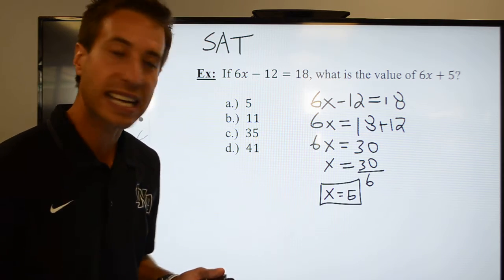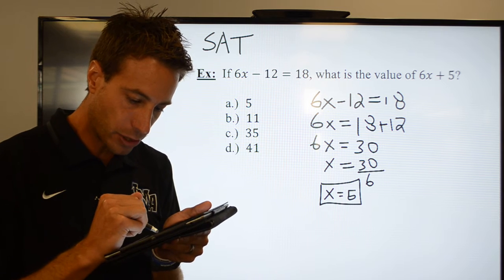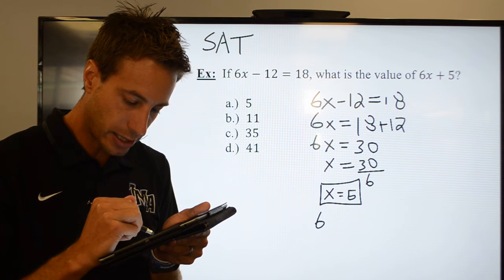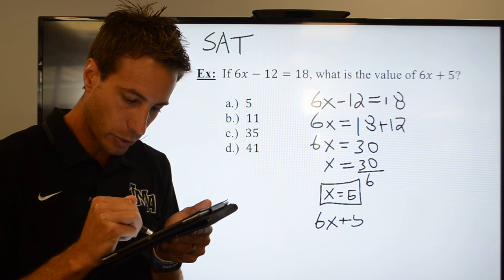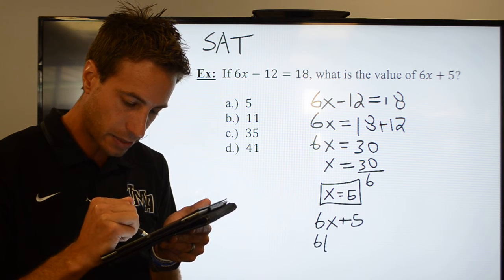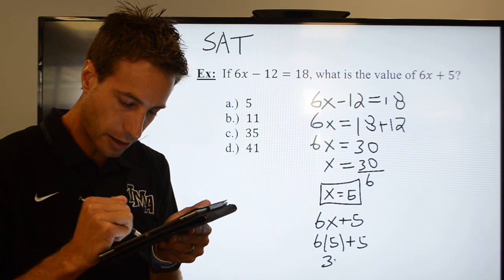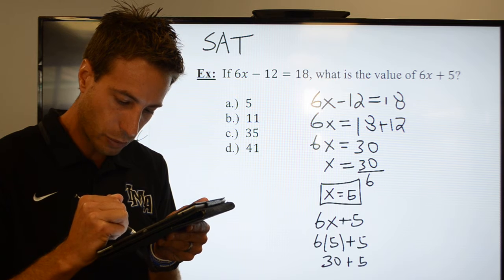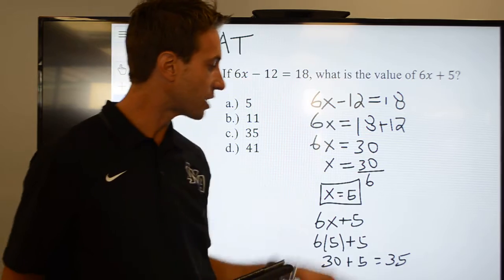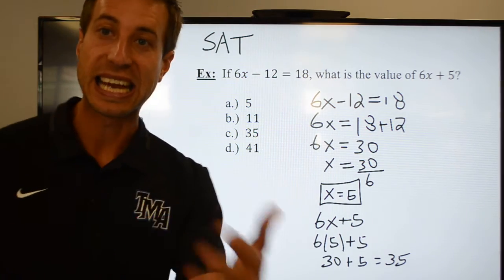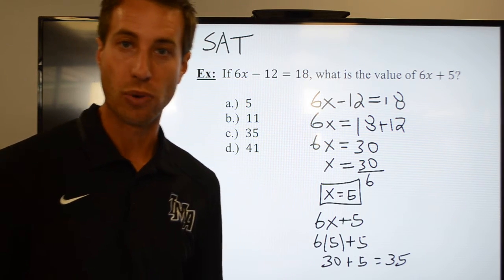Now that I know what x is, you're going to take that x, you're going to plug it back into the problem. So 6x plus 5 is now going to be 6 times 5 plus 5, means I have 30 plus 5, which of course is 35. So according to this way of doing the problem, I'm going to get an answer of 35, answer choice C, and that would be correct.